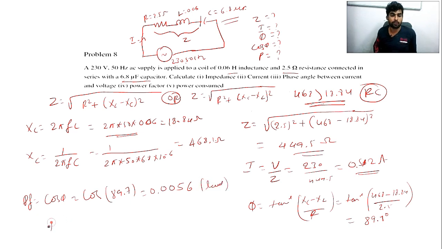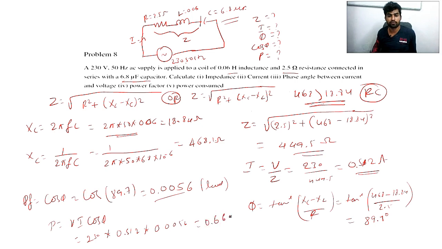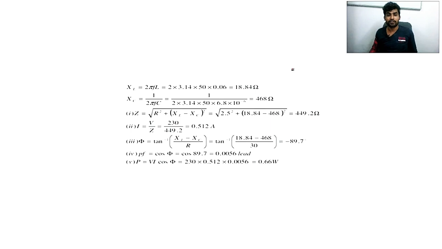Next there is the power. Power is equal to V I cos phi. Finally, you will get voltage is 230, current we got 0.512, into cos phi, cos phi is 0.0056. So we'll get 0.66 watts. Once again, cross check the answer.